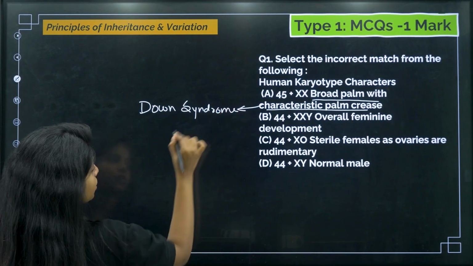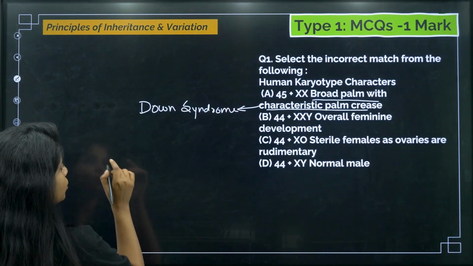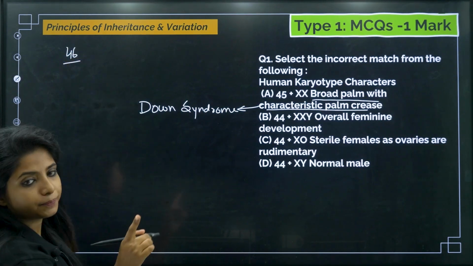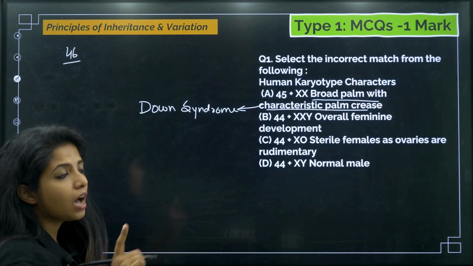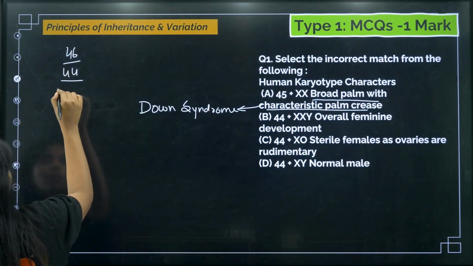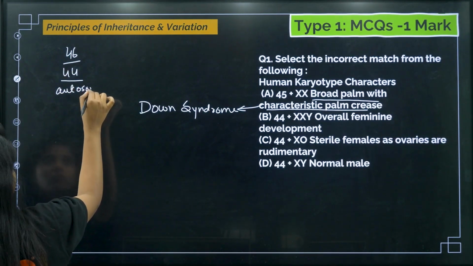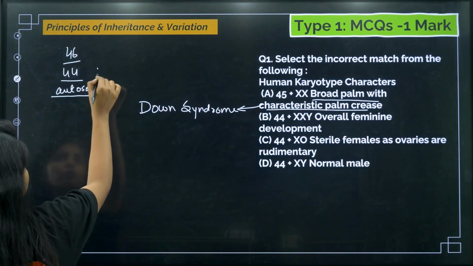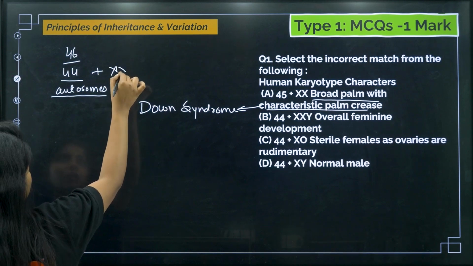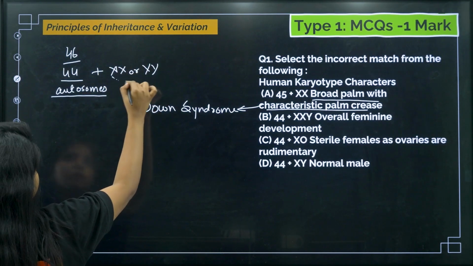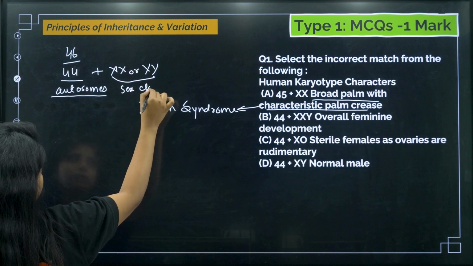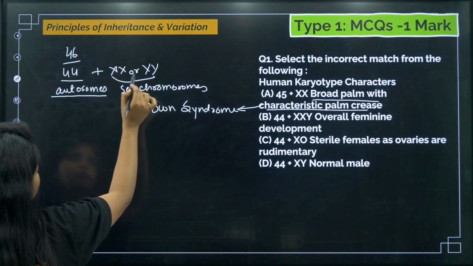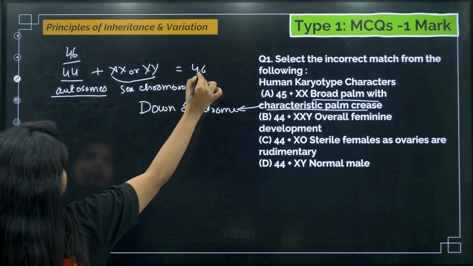And what happens in Down syndrome? Basically, how many chromosomes do we have? All of us have 46 chromosomes in total, out of which 44 are autosomes. That is, they do not have anything to do with the sex of the organism, they just code for the proteins and everything. Then we have 2 more chromosomes, either XX or XY. Both are sex chromosomes. So in total, 44 plus 2, basically 46. But here there is a twist.